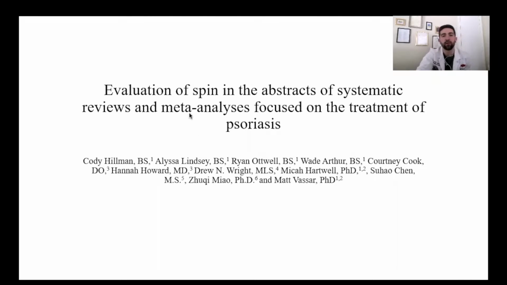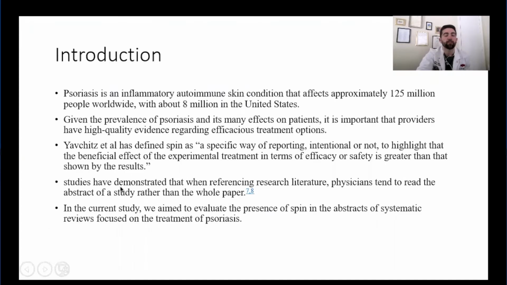Our research this summer evaluated spin in the abstracts of systematic reviews related to the treatment of psoriasis. A little bit about psoriasis: it is an inflammatory autoimmune skin condition that affects over 100 million people worldwide, and about 8 million here in the US. So it's very prevalent, and it's important that providers really focus on high quality evidence in order to treat it.